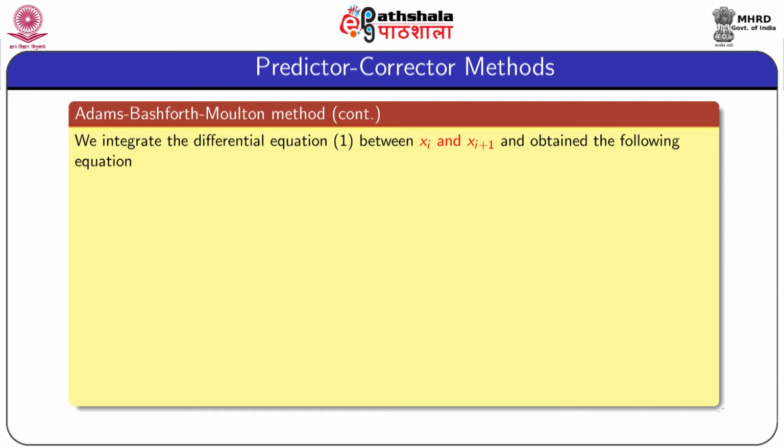Now, we integrate the given differential equation between xi and xi plus 1 and obtain the following equation: yi plus 1 equal to yi plus the integral from xi to xi plus 1 of f of x, y dx. Note that the second term cannot be determined because the function f of x, y is given, but y is an unknown quantity. So, integration is not possible.